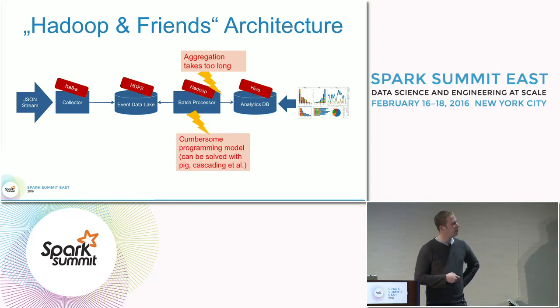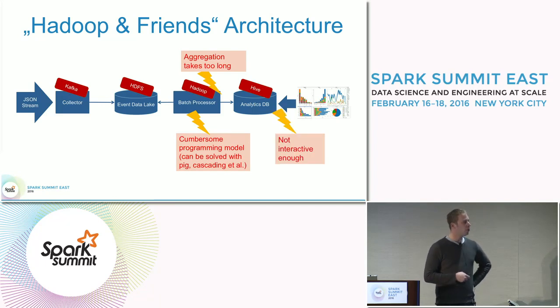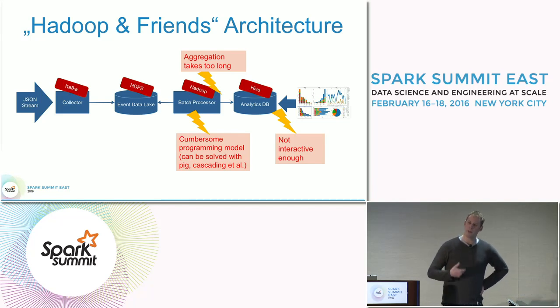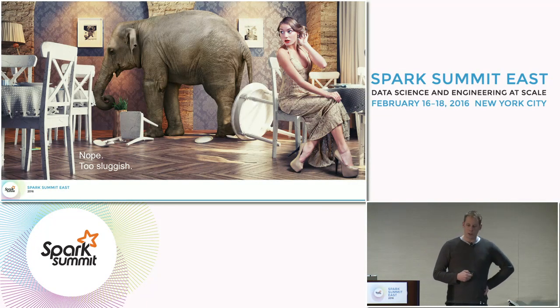It's really hard, and, you know, programming plain Hadoop MapReduce is a little bit cumbersome. It can be solved by using Pig or Cascading, but it's also a downside in this solution. And Hive is not interactive enough. Our customer wanted to perform data exploration, and you need interactive queries. Hive is getting better and better, but mid of last year it was not interactive enough for our requirements. So, a little bit too sluggish, our friend here.